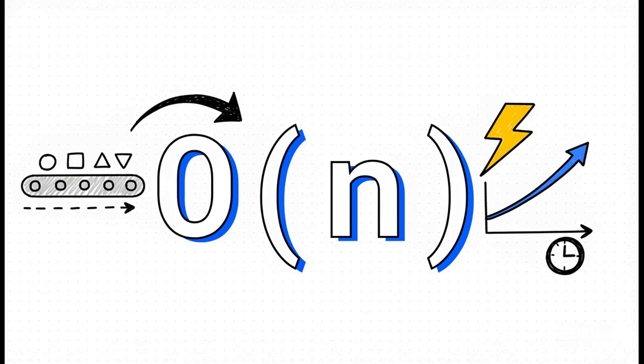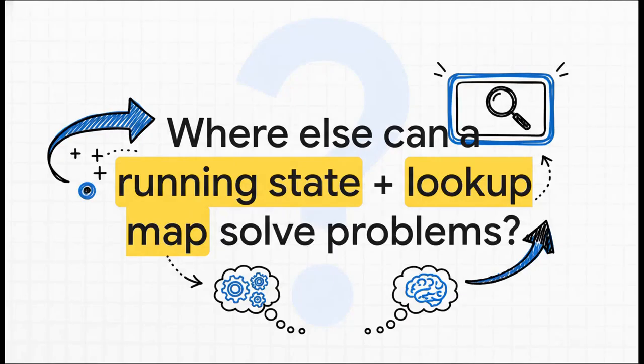So what's the big takeaway here? This is so much more than just a trick for one specific problem. I want you to think of this as a powerful pattern. You maintain some kind of running state. In this case, it was our prefix sum, and you use a lookup map to instantly ask questions about the past. So the real question is, where else in your work or in other problems you've seen could this exact pattern be the elegant solution you've been looking for?